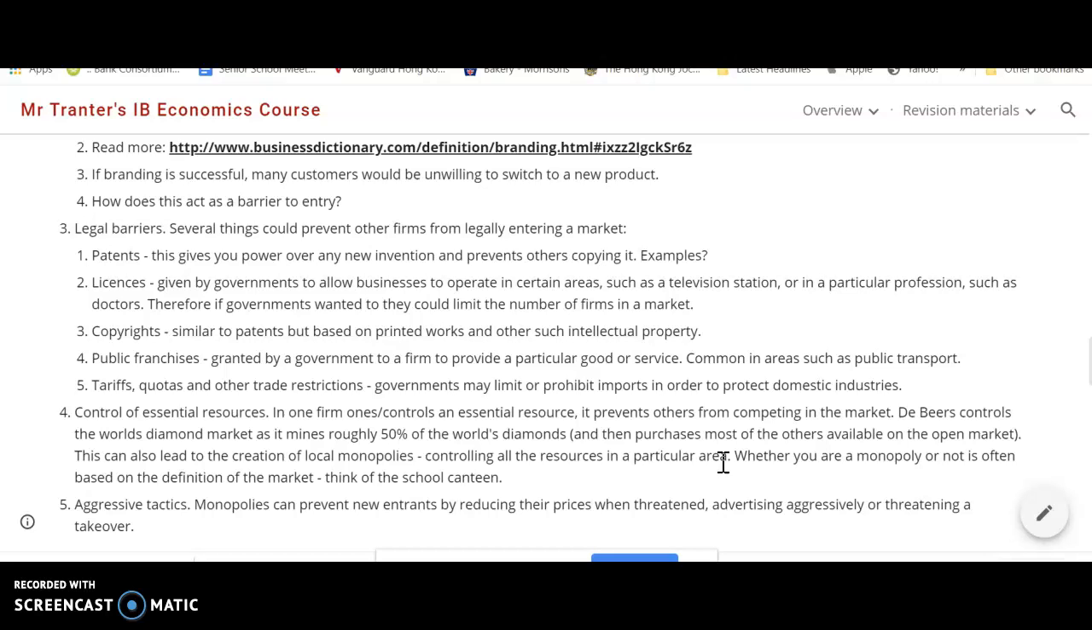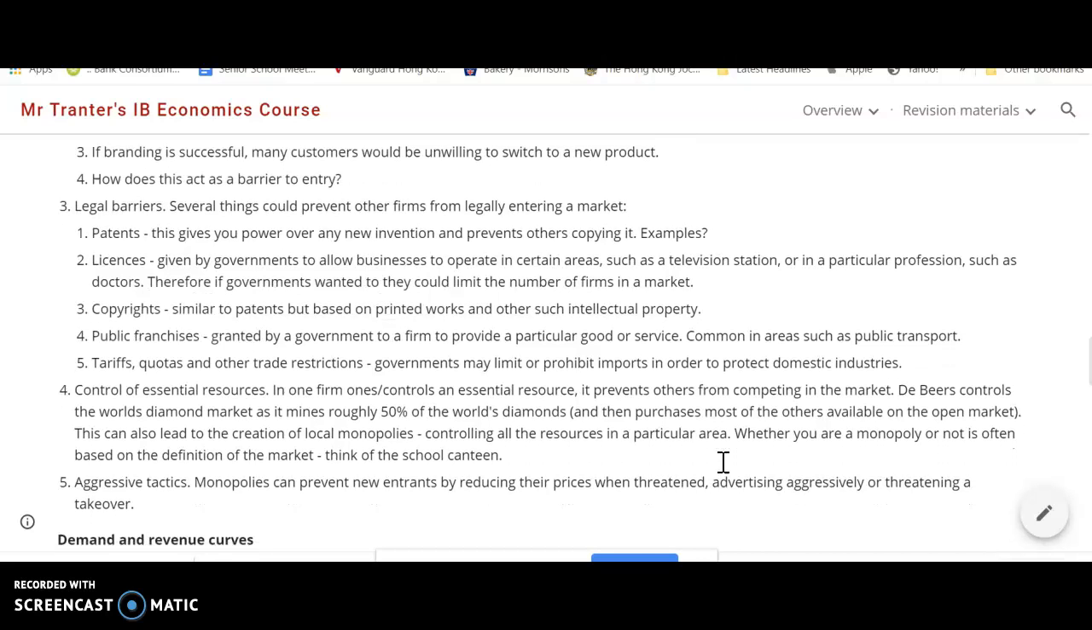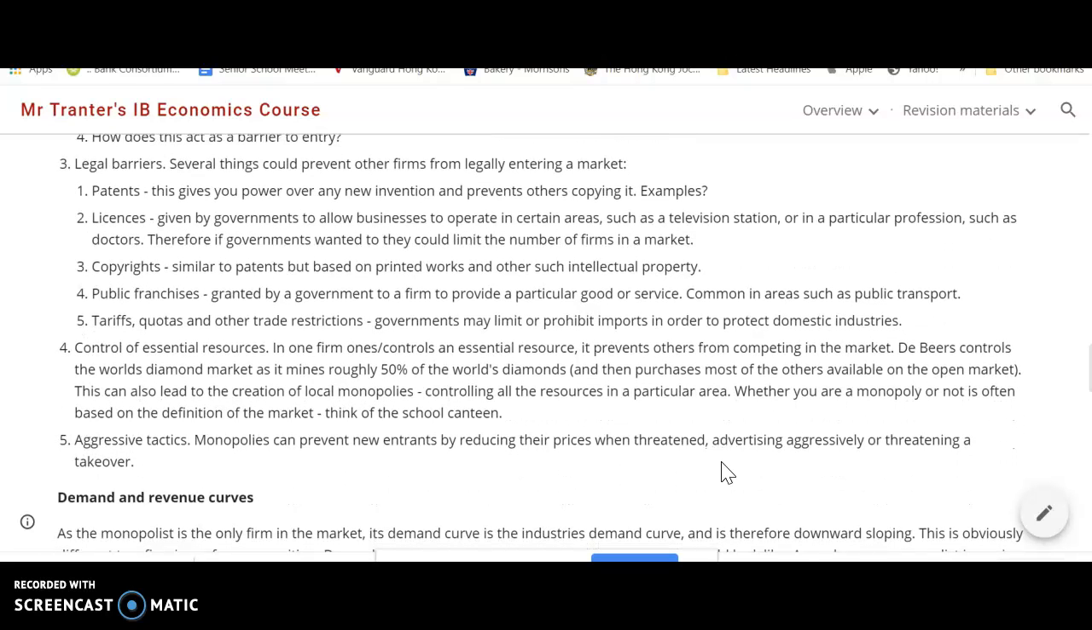Another way you can be a monopoly is the control of essential resources. If you've got a particular resource that is necessary in the production of a product and one company controls that resource, then they control the product as well. This is where De Beers has come about. De Beers mines roughly 50% of the world's diamonds, and then it tries to purchase as many of the rest of them as possible. This gives it its monopoly position, which also might fit into number 5, aggressive tactics.